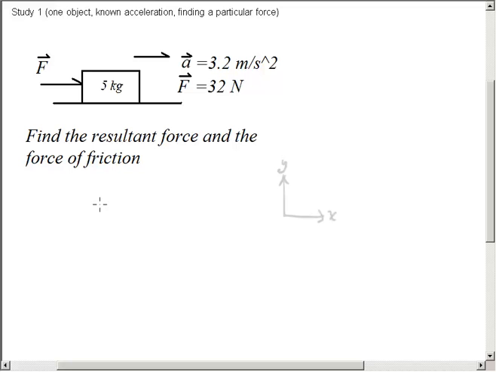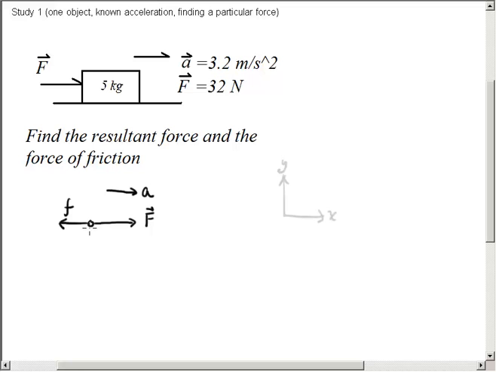To draw my free body diagram, I'm going to represent the object as simply a dot. I have my force F. I then have what I think is my frictional force in this direction. And the whole thing is accelerating in the horizontal direction. And that's my free body diagram for this particular case, in the horizontal direction.